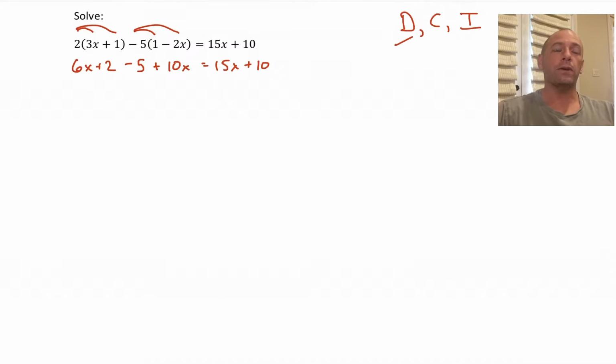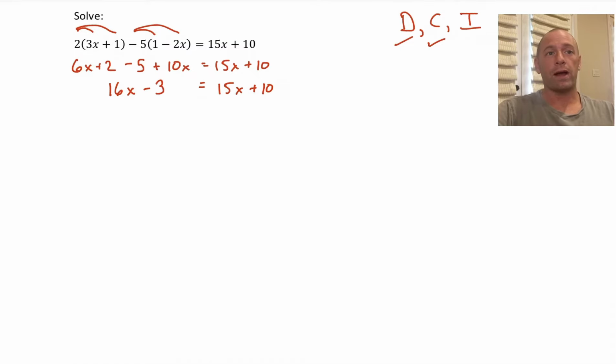Next thing I want to do is combine my like terms. So on the left-hand side, I've got 6x's and 10 more x's for a grand total of 16x. Then I have 2 subtract 5 for a minus 3. Now, I can't combine across that equal sign. I just combine on the left, combine on the right, and now I have to use my inverse operations.